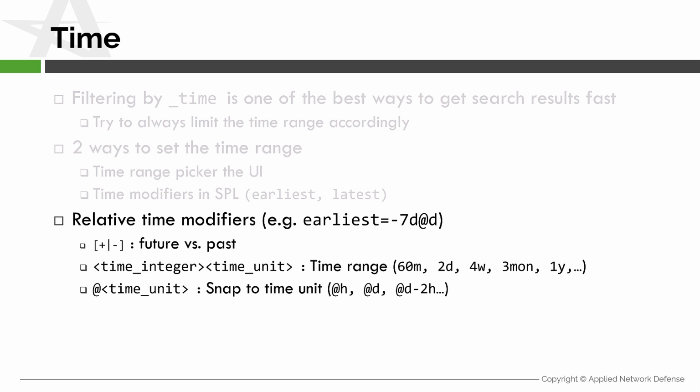And I could also do something like minus 7d at h. So if it's now 3:15, then I would land exactly at 3 p.m. 7 days ago. And you can also stack these together. If you have a look at the last example here in the last line, at d minus 2h would be something like snapping to the start of the day and then subtracting again 2 hours from it. So this would be something like 10 p.m. in the evening.